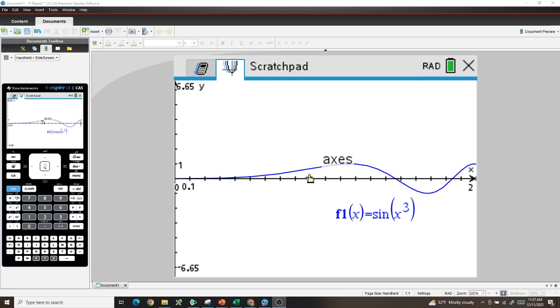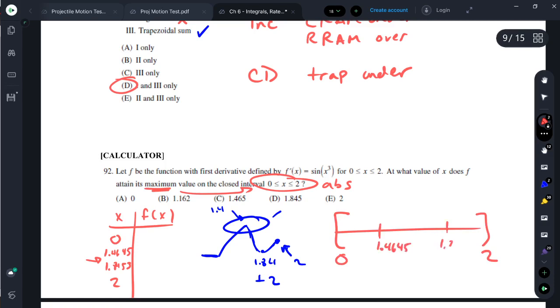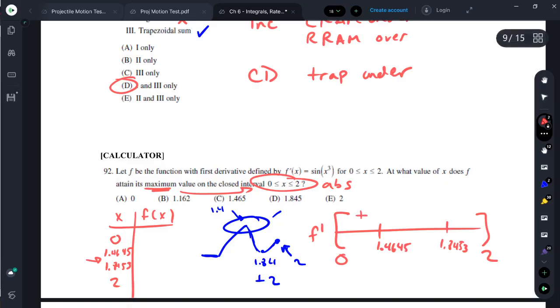So another way to look at this is to do a number line, since we can't actually find our values. If you make a number line here, we have 0, we have 2, we have 1.4645, we have 1.8453. This graph, if we look at it, is above the axis, right? This is an f prime graph. So we are above the axis first, then below the axis, then above the axis. So this is going to go plus, minus, plus. So we're going to increase, decrease, and then increase.